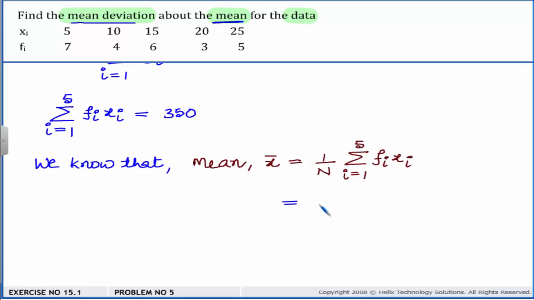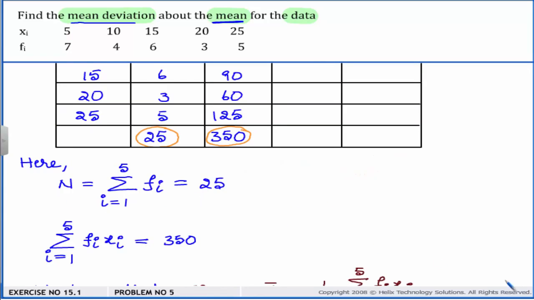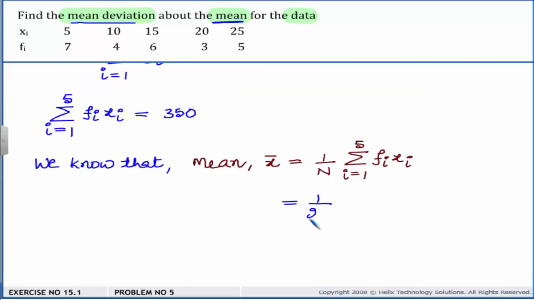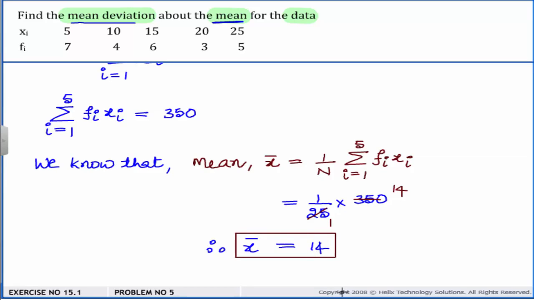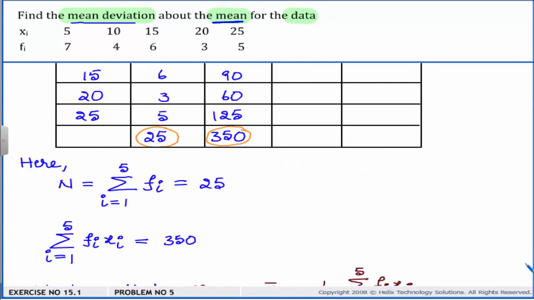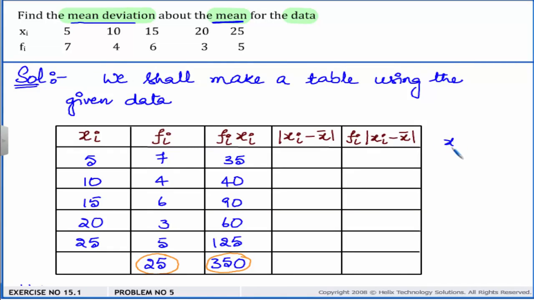So this is equal to, we have the value of n is 25, so this will be 1 by 25 into summation of fi into xi, where i is equal to 1 to 5, which is 350. On simplifying this, you will be getting 14. Therefore we have x bar, the mean, is equal to 14. So I am going to write this value near the tabular form so that we can easily calculate the other two columns. So we have x bar is equal to 14.